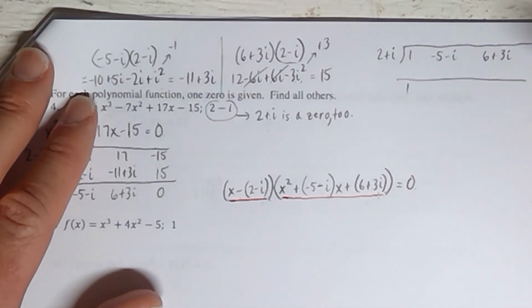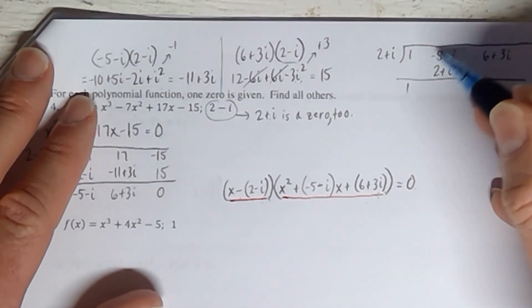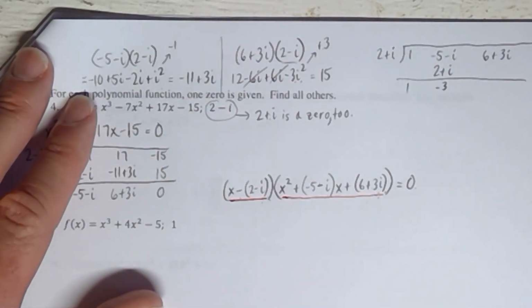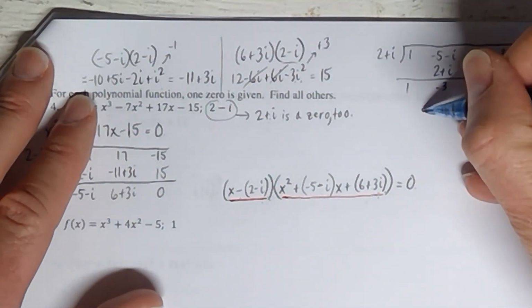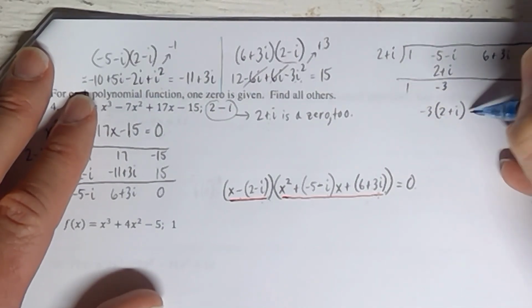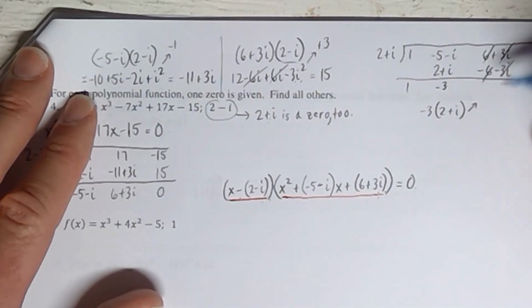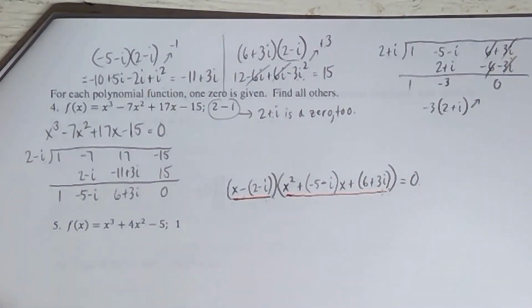So bring down the 1. 1 times 2 plus i is 2 plus i. What is this equal to when I combine like terms right here? It is equal to -3. If I then multiply -3 by this, I got to distribute it through that. Okay, and that's going to be -6 minus 3i, and you can see right there, you guys, when I combine like terms, everything cancels out, and I get 0. What does all this mean?